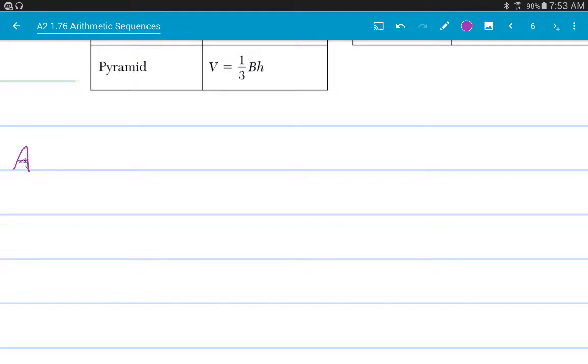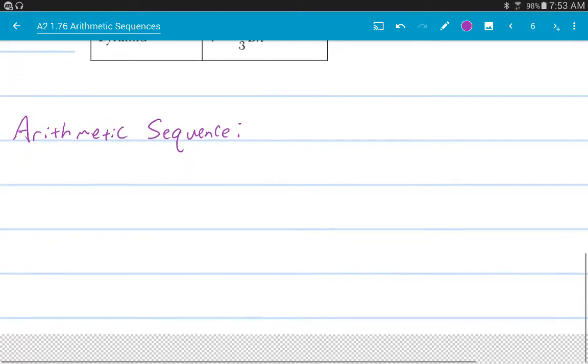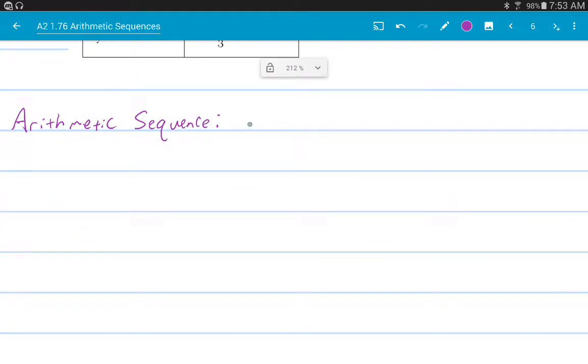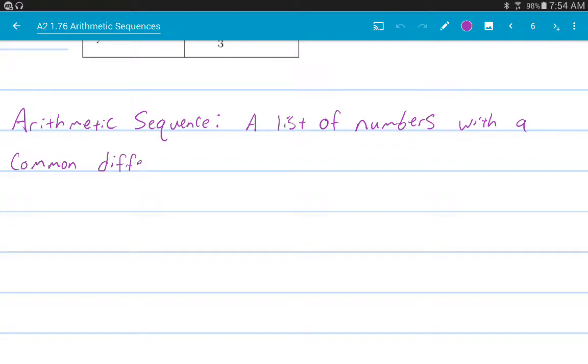What is an arithmetic sequence? And you should be writing this in your notes because I'm going to make a lot of the vocabulary apparent. An arithmetic sequence is a list of numbers with a common difference. And what that means is it's got a common addition or subtraction. And all of these numbers are referenced by what number in line they are.